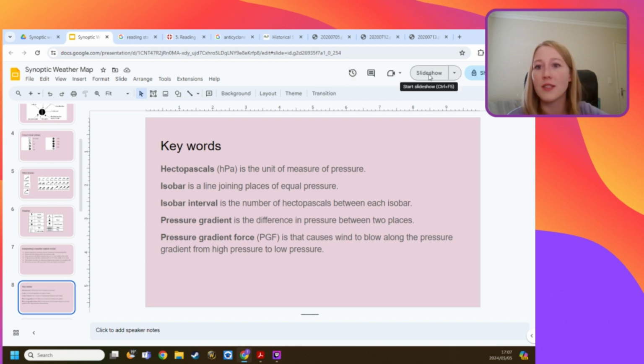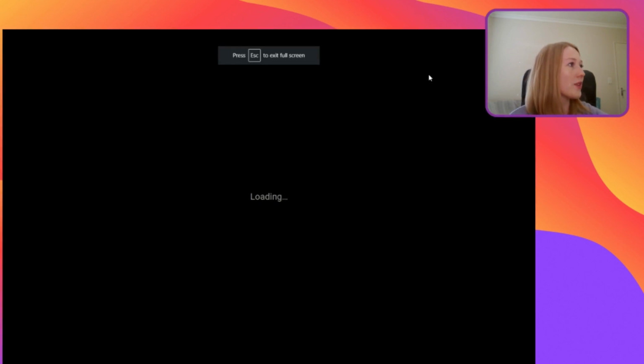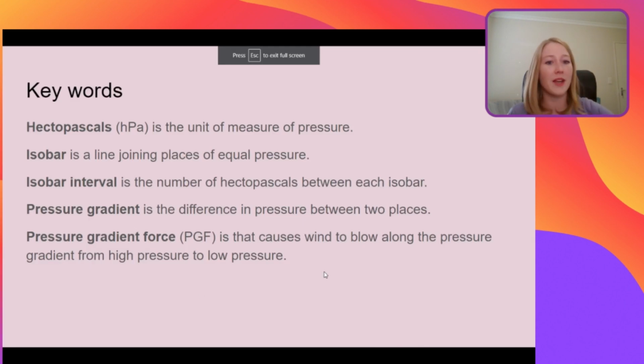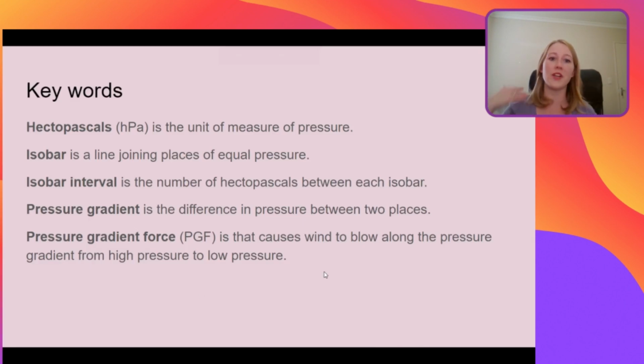I think this might be the last little section that I'll go through, and then we can wrap up there, and I'll do a follow-up video some other time where we get into more detail. So keywords. Hectopascals, that is our unit of measure when we're looking at pressure. HPA, and that's how you spell it. And there's your HPA symbol.